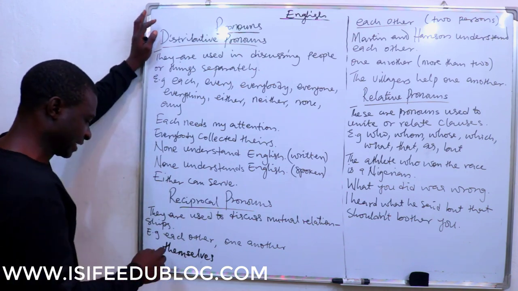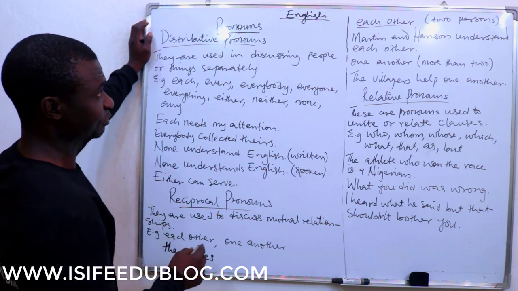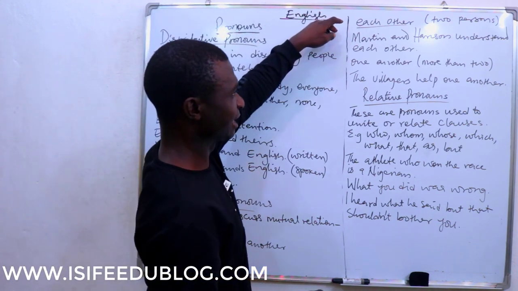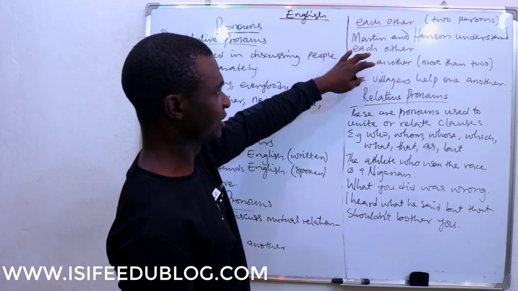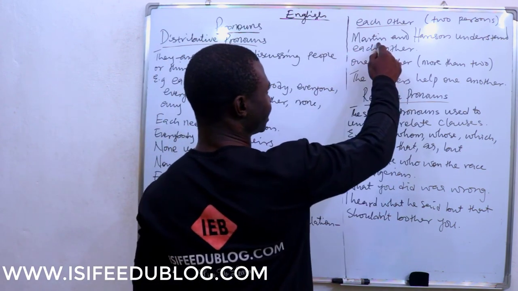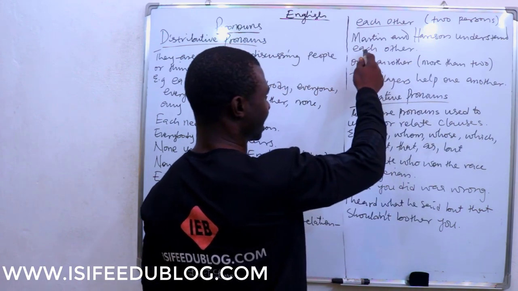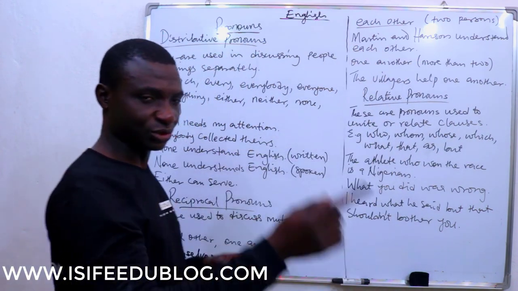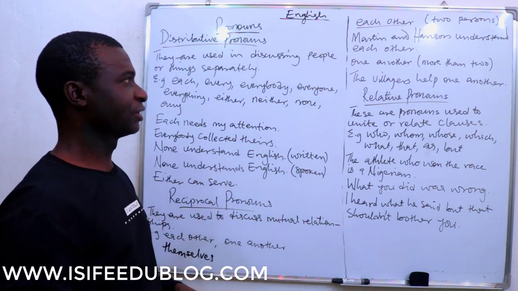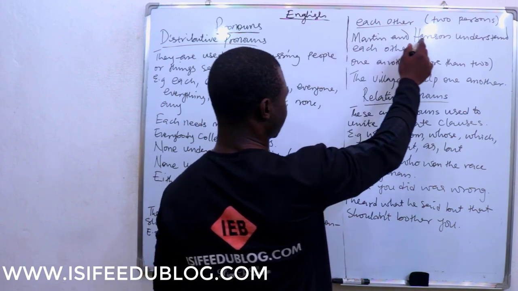Now, if I say, for instance, Martin and Harrison understand each other, the sentence means that Martin understands Harrison and Harrison understands Martin. So you see the mutuality here. This understands this and this understands this.